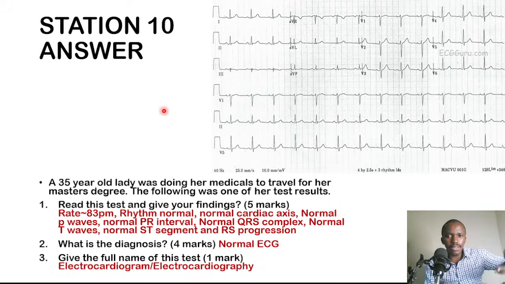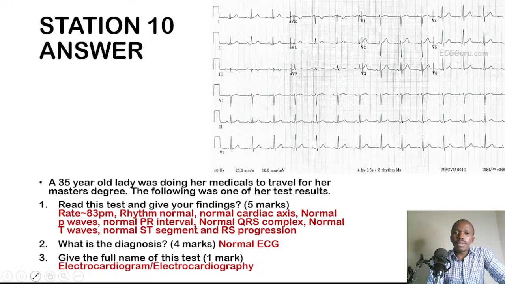But of course, you can tell whether it's normal or abnormal based on certain things on the ECG. So there are normal T waves, a normal ST segment, and a normal RS progression. So this is a normal ECG. So it's possible for you to get a normal ECG on your exam. So you should be looking out for the normal things. You will just be looking for things that are not even there. So first look at the clinical history, the scenario in which they have put you in. And then of course, I've already covered what the full name is.